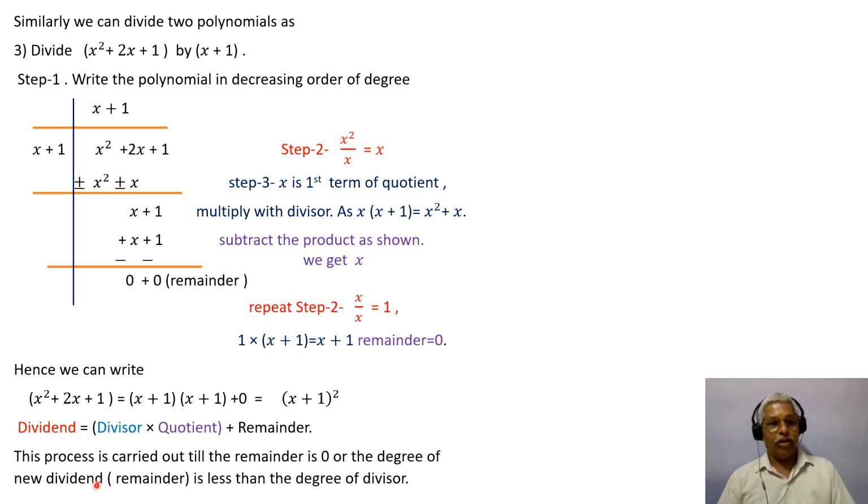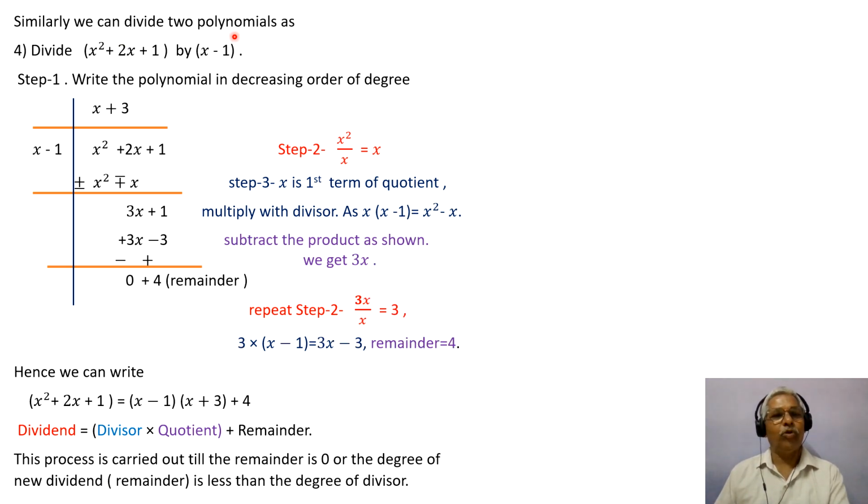Now I am just reading this comment, though you will not understand this at the moment, as we go ahead in this topic, I will explain the meaning of this. This process is carried out till the remainder is 0, or the degree of the new dividend, or remainder, is less than the degree of the divisor. Try to understand this, or I will explain it in a further part of this video.